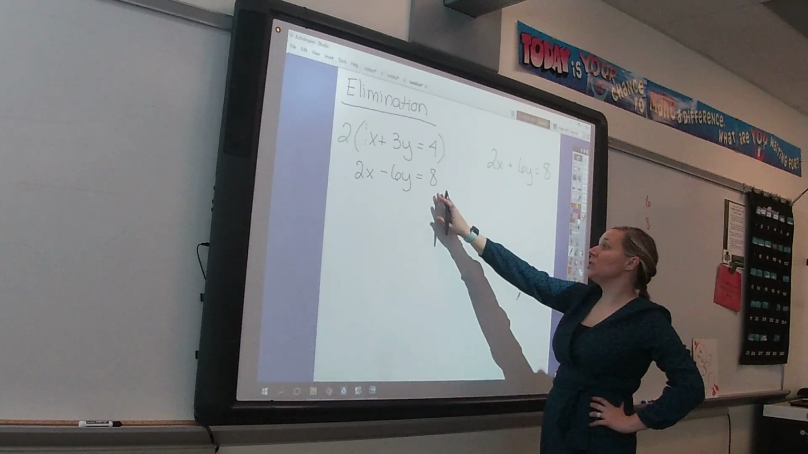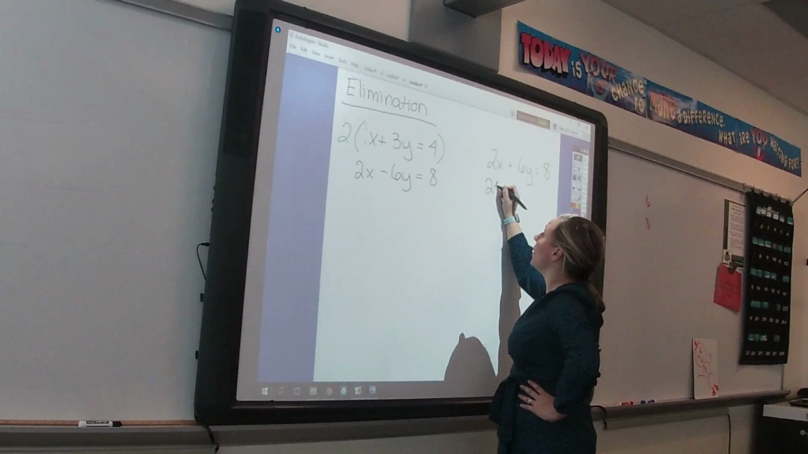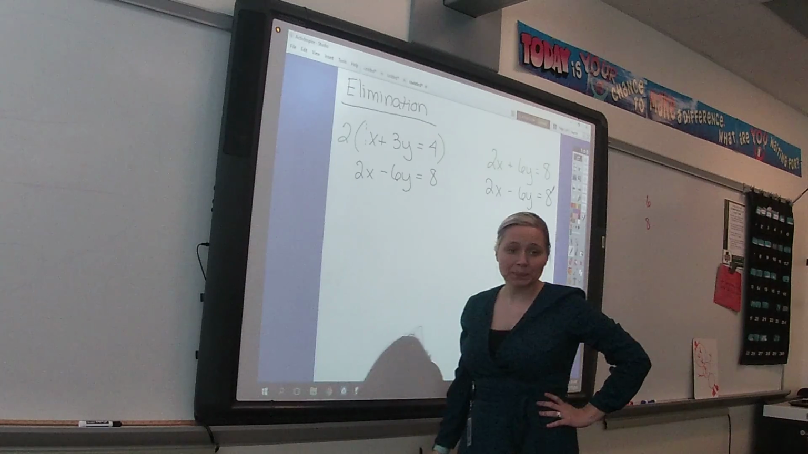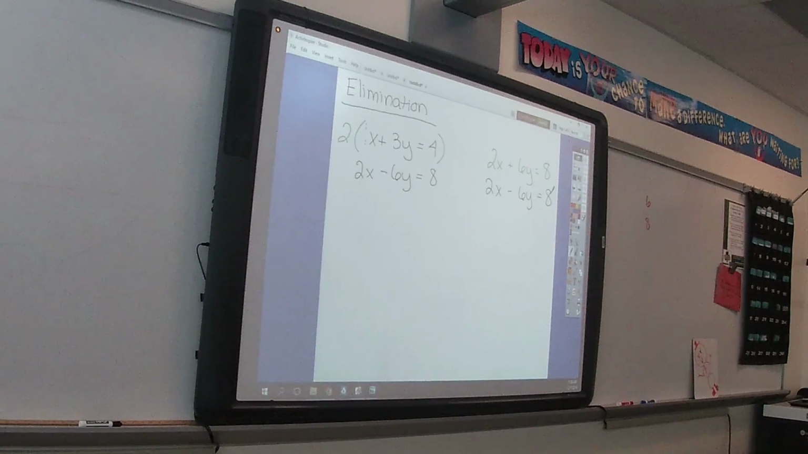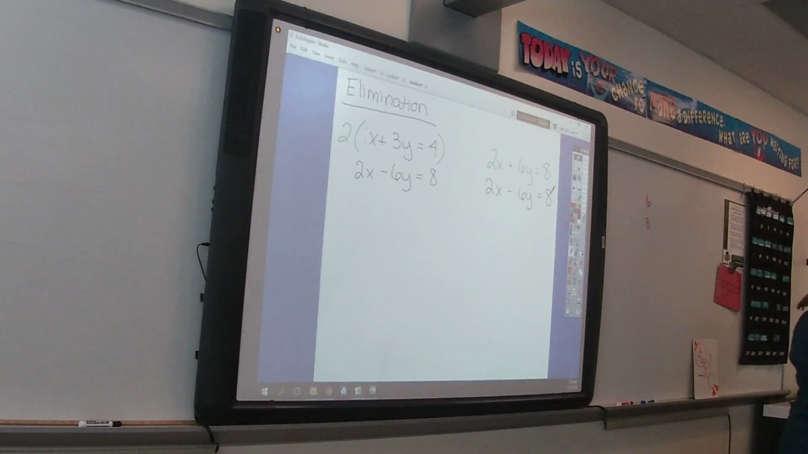The second equation we're just leaving, so that's staying the same. So that's just 2x minus 6y equals 8. Okay, now where do we see a matching coefficient? On the 2's and on the y's, but which ones were we trying to make match? The 6's, the y's. Okay, do they have the opposite sign? Yes. So we're good to go for adding.